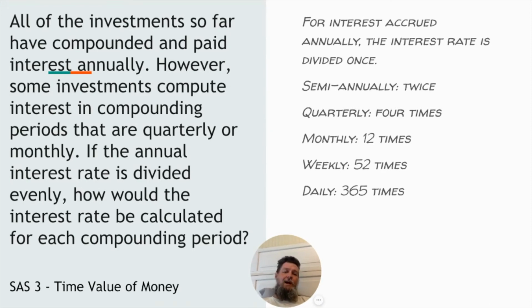Semi-annually, we divide it by two because we calculate interest twice a year. Quarterly is four times a year. Monthly, there are 12 months, so 12 times a year. Weekly, there are 52 weeks, so 52 times. And daily, there are 365 days, except in a leap year, so we'll assume 365 times.